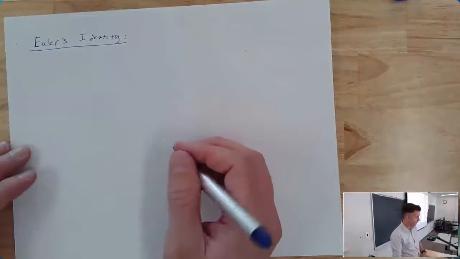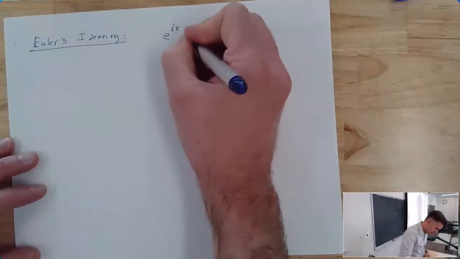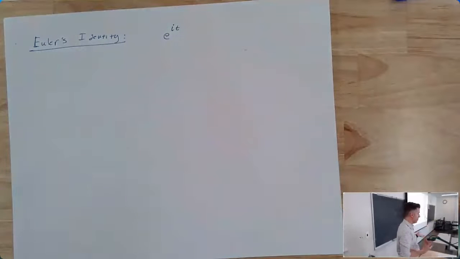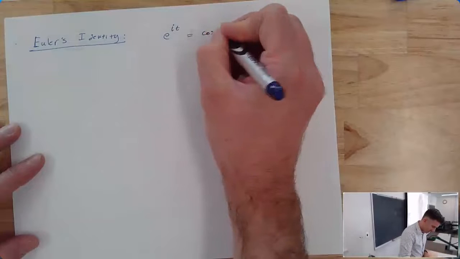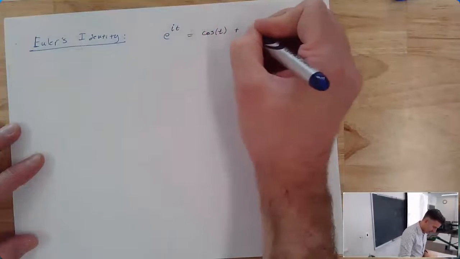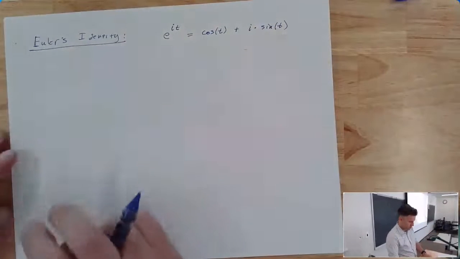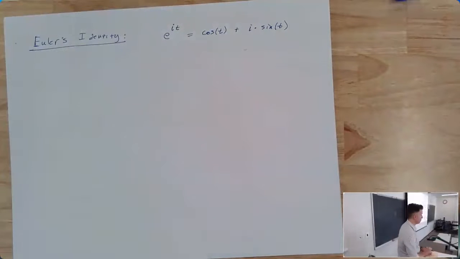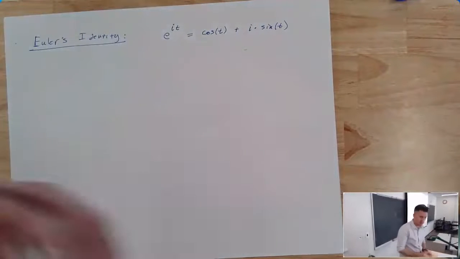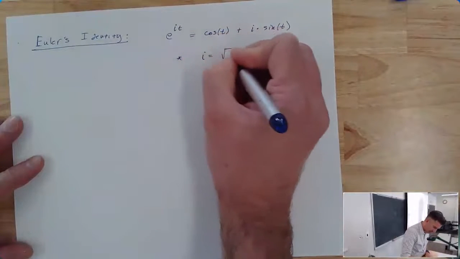Anyway, the identity is the following: e to the i times t, where i is the imaginary number square root of -1, is equal to cosine of t plus i times sine of t. So you might ask, why is this true? Because it seems kind of bonkers that e to the i, right? And just as a reminder, i is equal to the square root of -1.